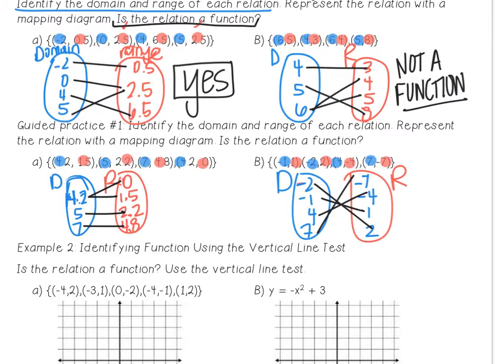Okay, so you should have your mapping diagram ready. And so there's two lines coming from 4.2, which means that A is not a function. And if you inspect B, there's only one line coming from each domain, so B is a function.